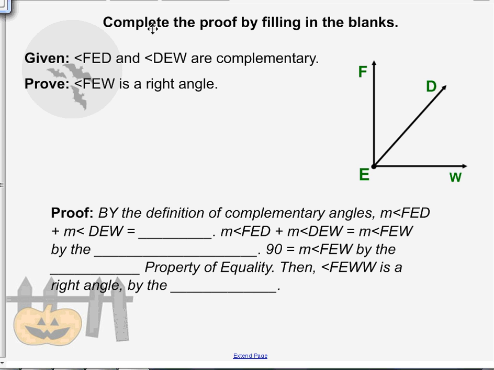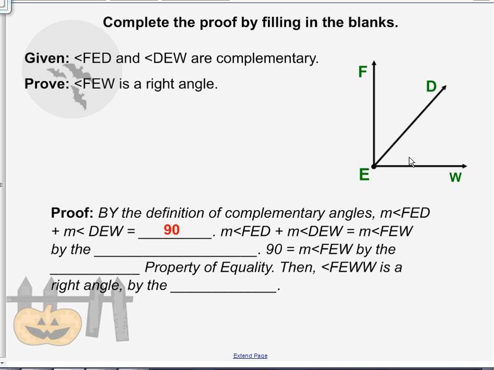So here's our example. We have complete the proof by filling in the blanks. And we're given that angle FED and angle DEW are complementary, and we want to prove that angle FEW is a right angle. Now we're just going to fill in the proof that is given here. So it says, by the definition of complementary angles, the measurement of angle FED and the measurement of angle DEW is going to equal, because they're complementary, 90 degrees.